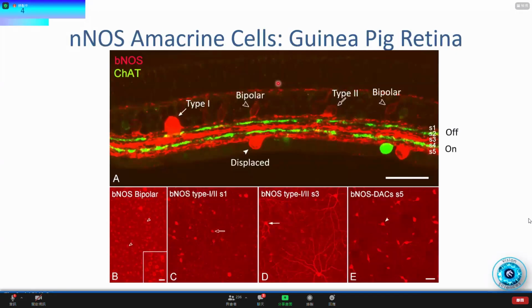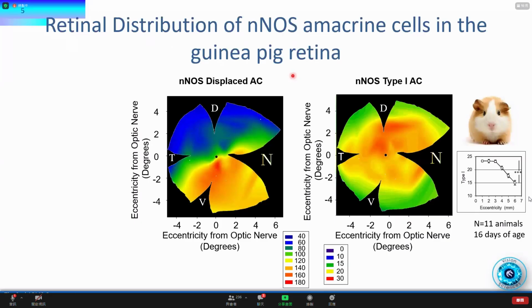Like in other mammals, there are three different types of nNOS neurons. Type 2 project into the off layer, the displaced nNOS amacrine cells project into the on layer, and then the type 1 large cells here have most of their projections in the on-off layer in strata 3 of the inner plexiform layer. The distribution of these different nNOS amacrine cells varies. So the type 1 amacrine cells have a relatively regular array, although they decrease their density as you go from center to periphery, as shown here.